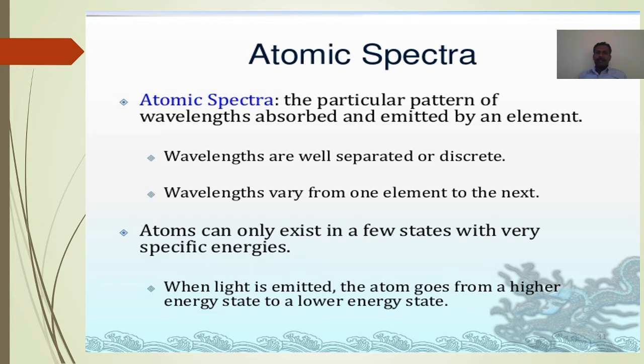Atomic spectra: the particular pattern of wavelengths absorbed or emitted by an element. Wavelengths are well separated. Wavelengths vary from one element to the next. Atoms can only exist in a few states with specific energies. When light is emitted, the atom goes from a higher energy state to a lower energy state.